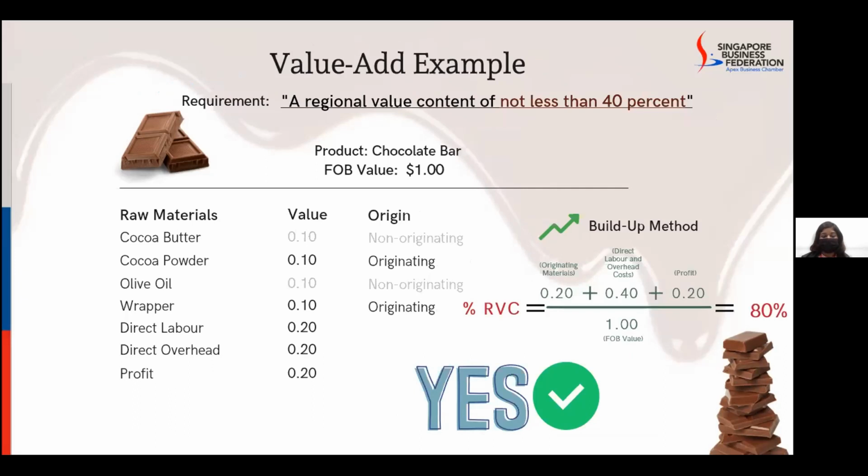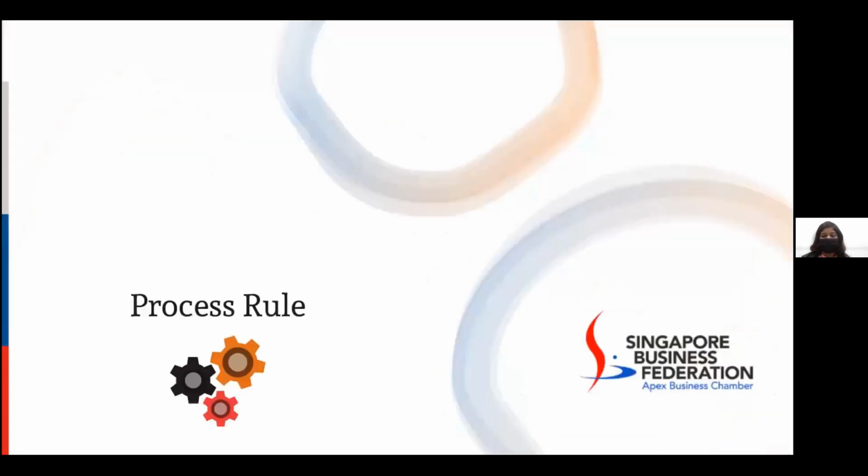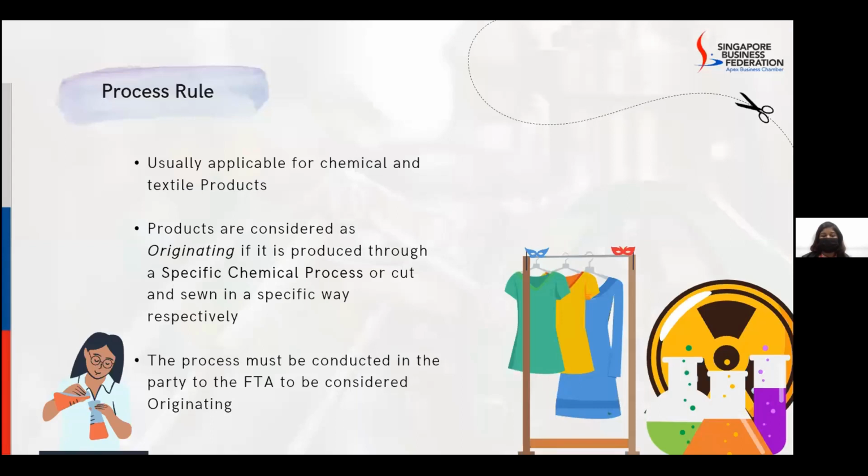The final method is the process rule. As mentioned previously, this method is usually applicable for chemical or textile products. So there are specific production processes such as chemical reaction or transformation. For example, the product needs to be cut, sewn, or knit in a specific way to be considered originating.